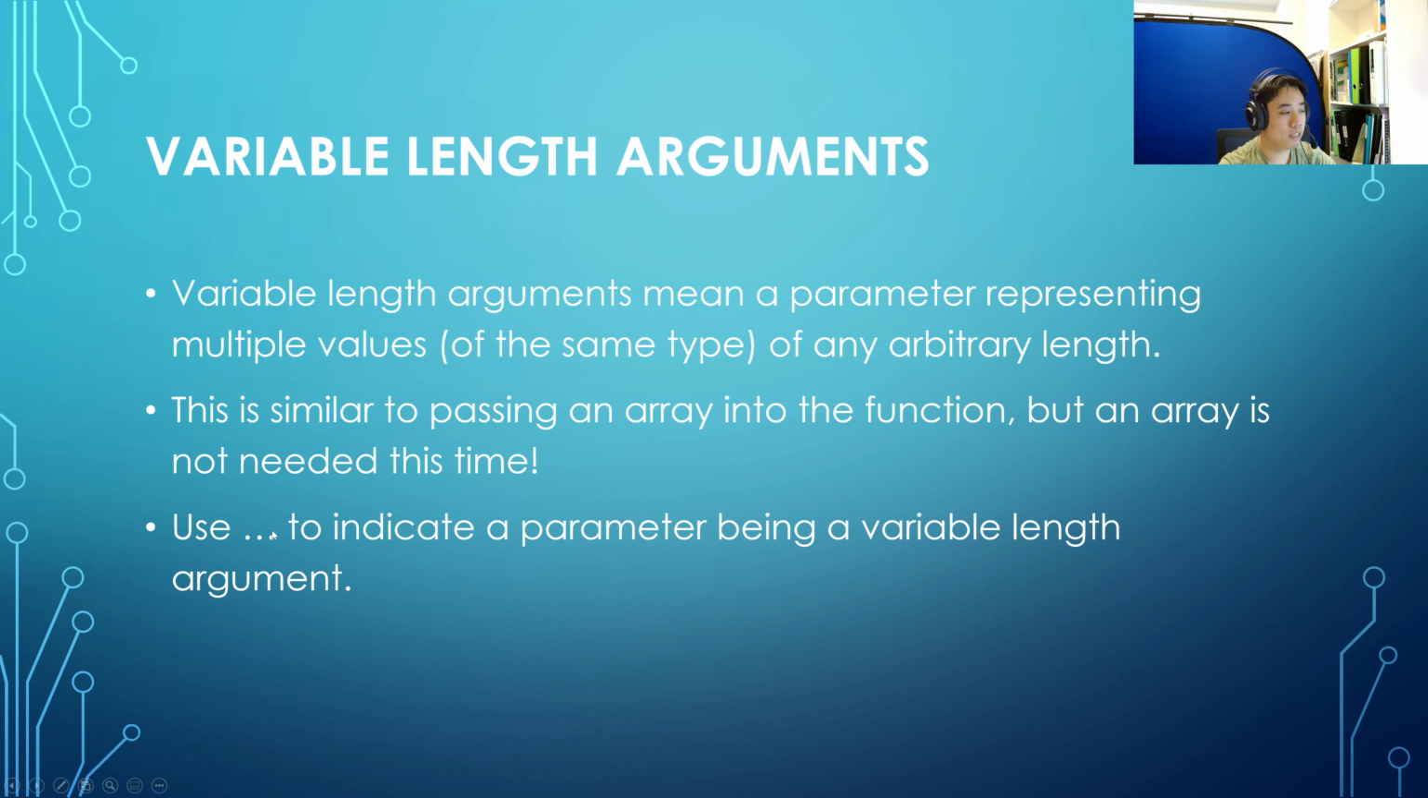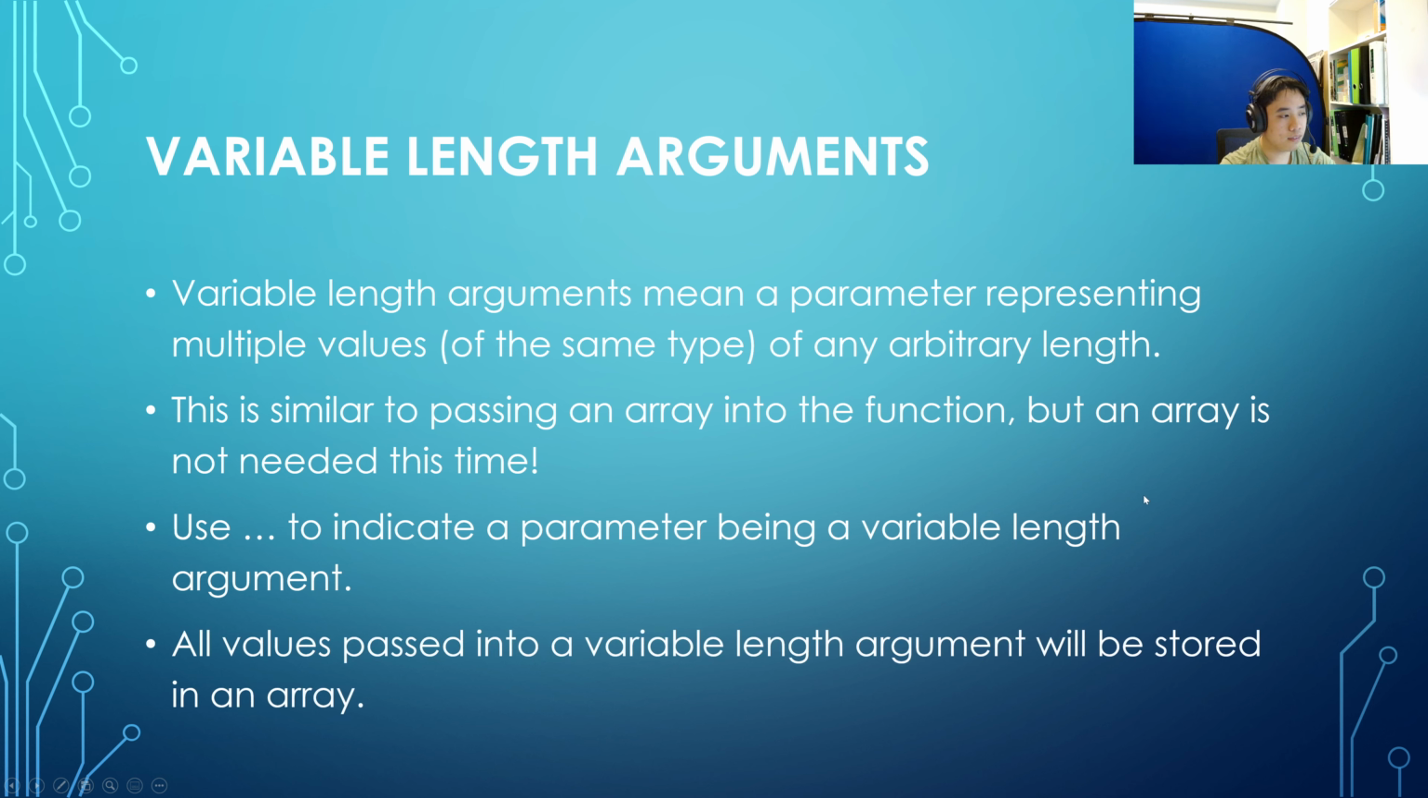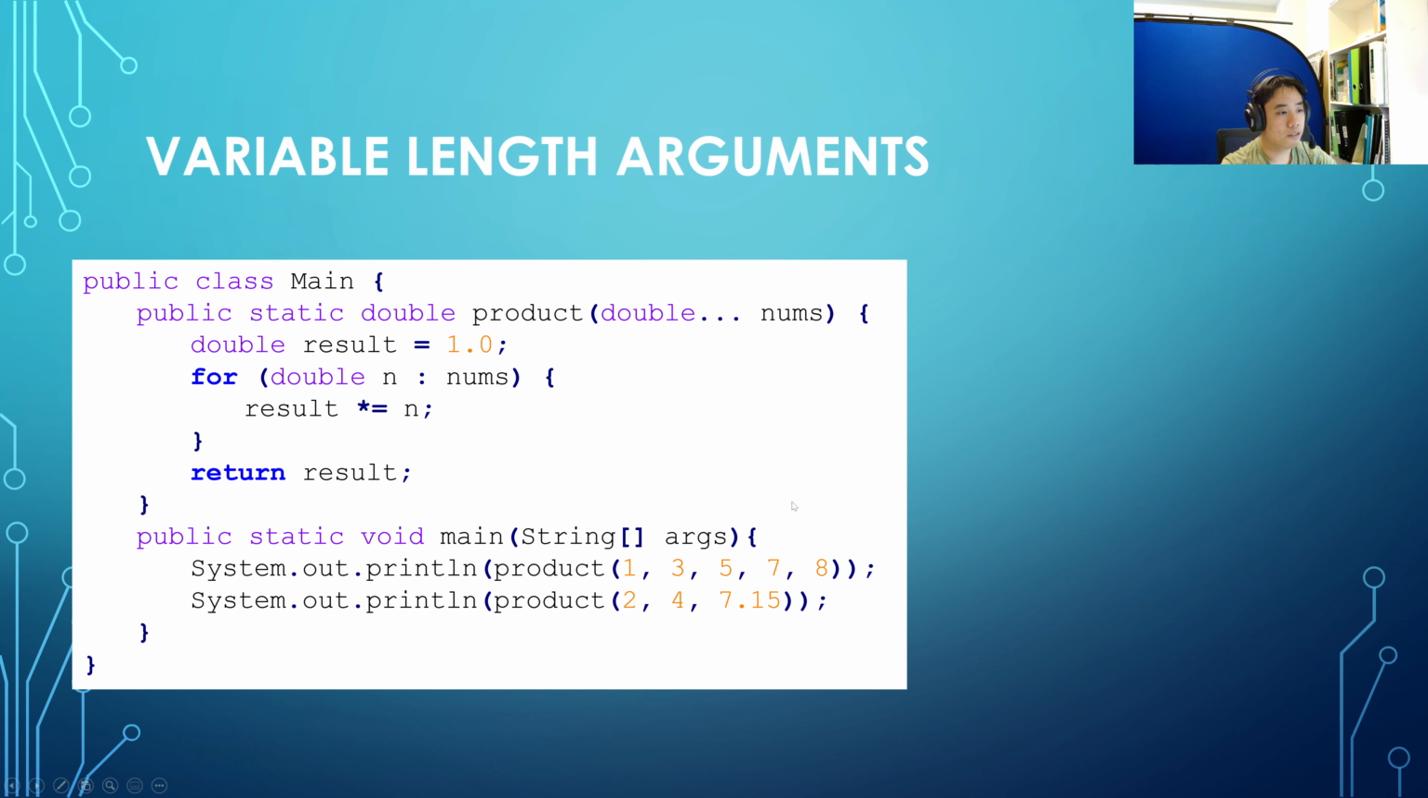You can use the 3 dots to indicate a parameter being a variable length argument. Just know that all the values passed into a variable length argument will be stored into an array. You can then loop through that parameter like it's an array. So here is an example of what I mean.